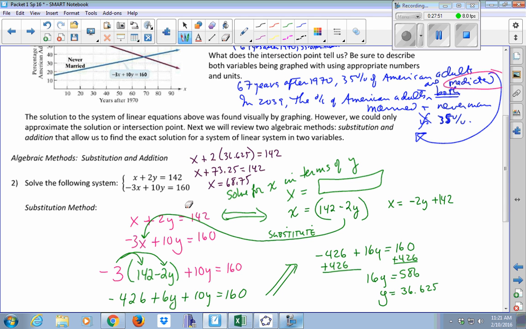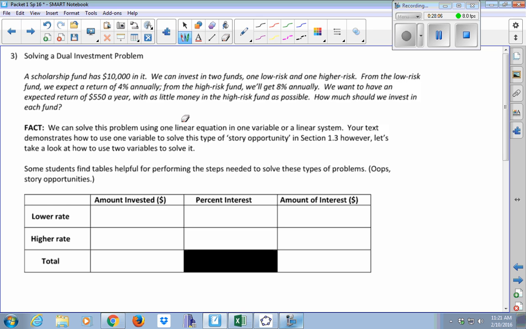All right. So that's the two methods, and pretty much you're going to be using them for the story opportunities. I don't call them word problems. For the story opportunities, you're going to be using substitution quite a bit. So you'll have lots of practice with it. So this, okay, why don't you open that up, Di?